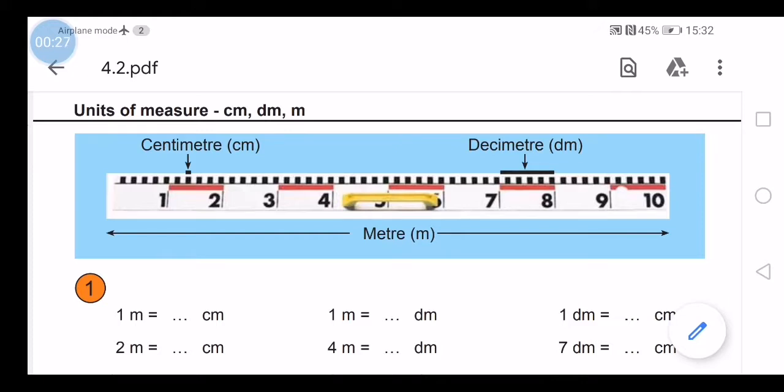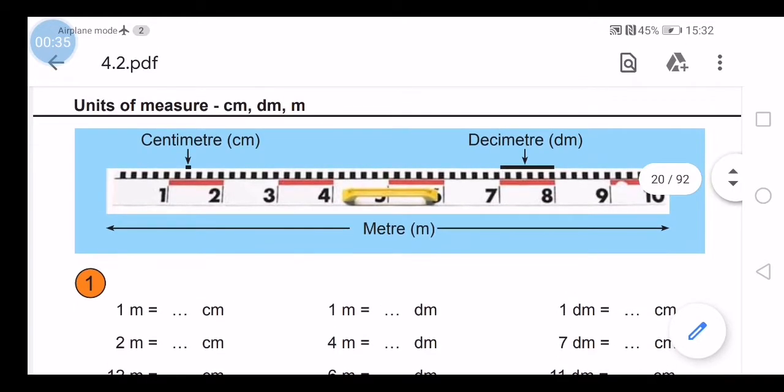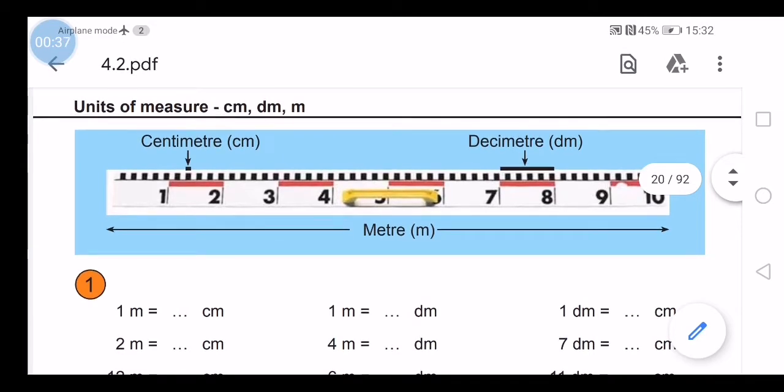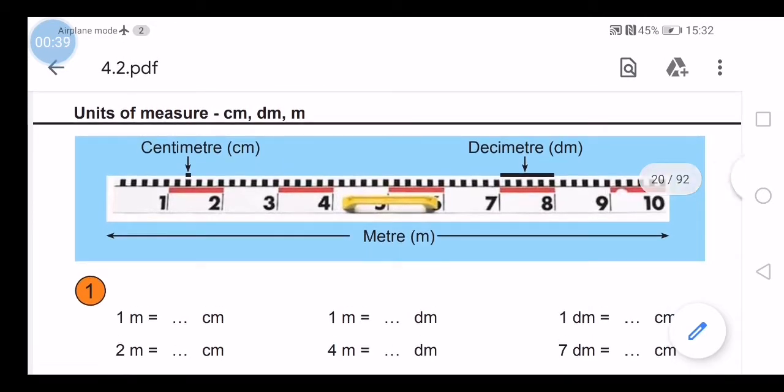And we all know that a metre is made up of 100 centimetres. Anytime you see cent, it means 100, okay? So there are 100 centimetres in a metre, just like there are 100 cents in a euro. The word cent means 100, okay? Century is 100 years. We've looked at all these things before.